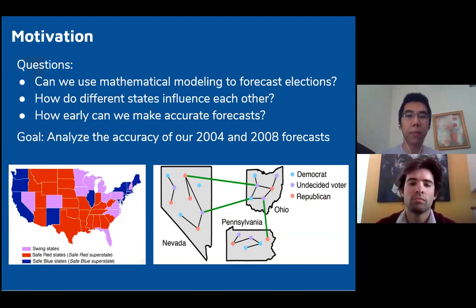But to get there, we first backtest our model on earlier elections, in this case, the 2004 and 2008 presidential elections, to determine our accuracy and help inform us as we move forward.